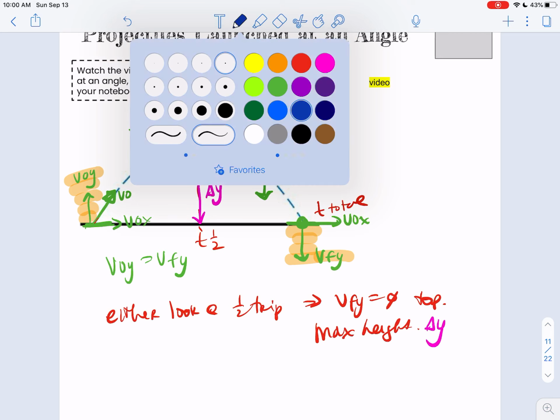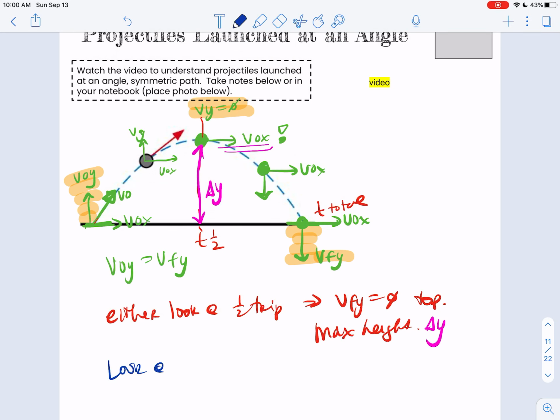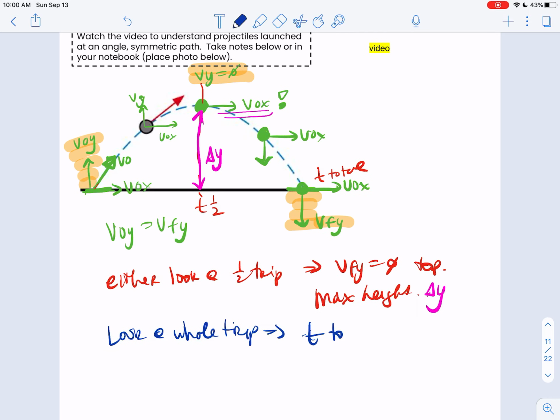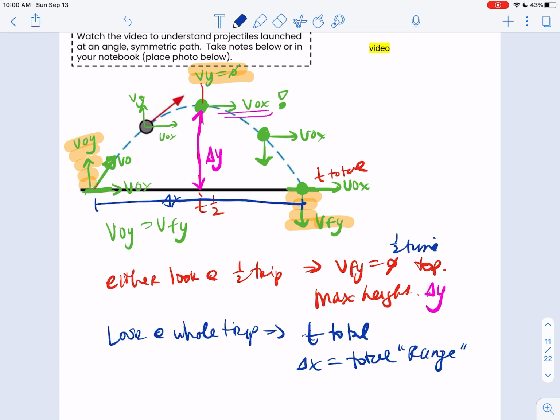Then the other thing you'll do is you might look at the whole trip. Okay, so if you're looking at the whole trip, that would be looking at the total time. This would be looking at half time up here. Total time. Your delta X would be the total. Sometimes they call this the range. Okay, that would be a whole time thing when you're looking at the delta X.